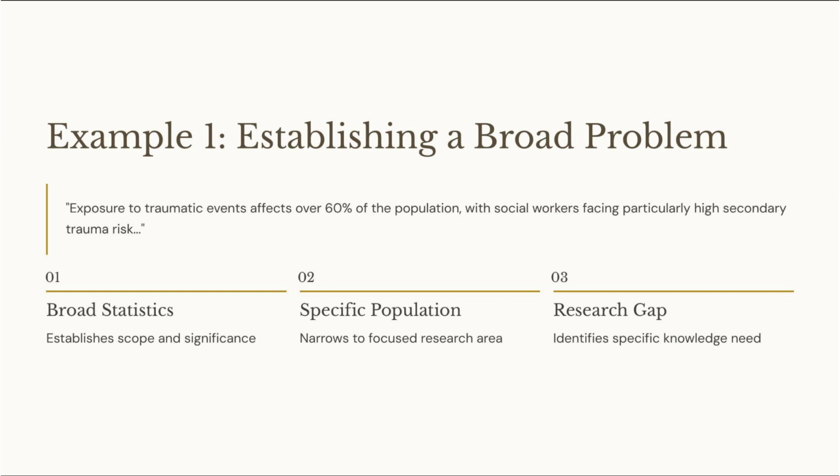Exposure to traumatic events impacts over 60% of the population, highlighting a significant issue. Social workers, in particular, face elevated risks of secondary trauma. This establishes a broad problem scope, narrows focus to a specific population, and identifies a research gap, emphasizing the need for targeted studies in this area.